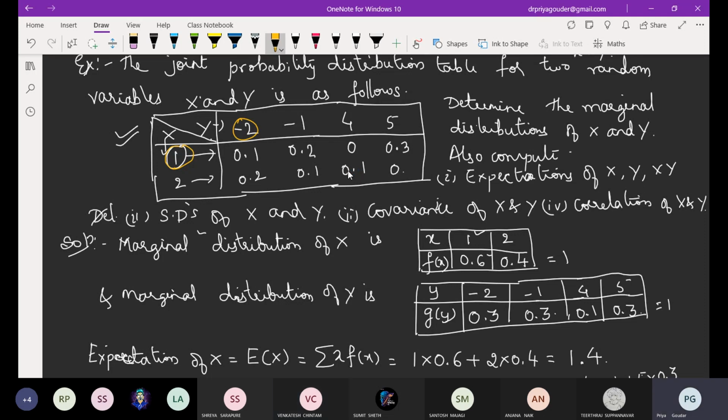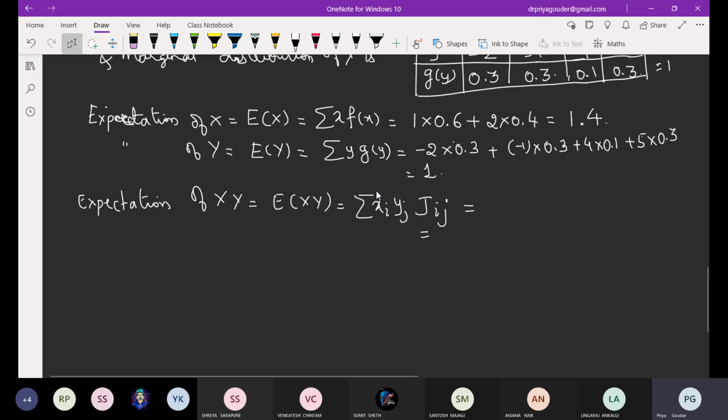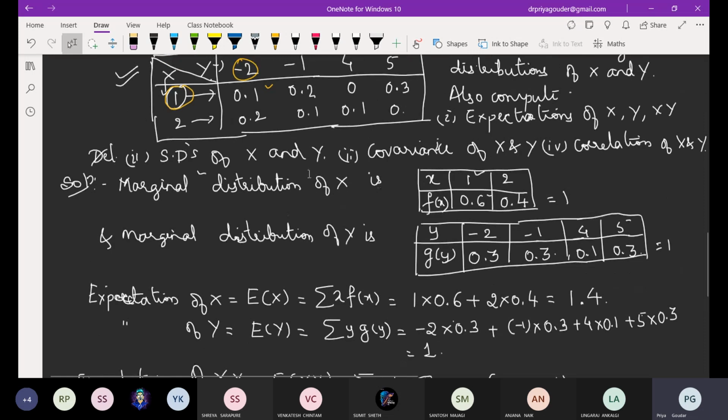0.1. 0.1, right? So these are what is written inside; they are all joint probability values. So how should it be taken? 1 into -2 into 0.1. Like this, you have to take all the combinations. Got it? Yeah, let us start. So first is 1 into -2 into 0.1. This is one combination. Similar to this, you have to take the next.